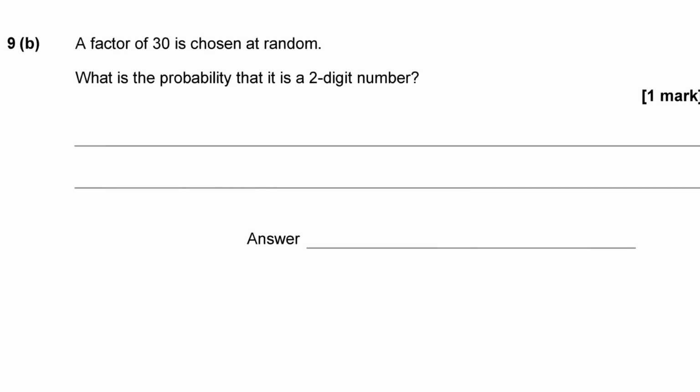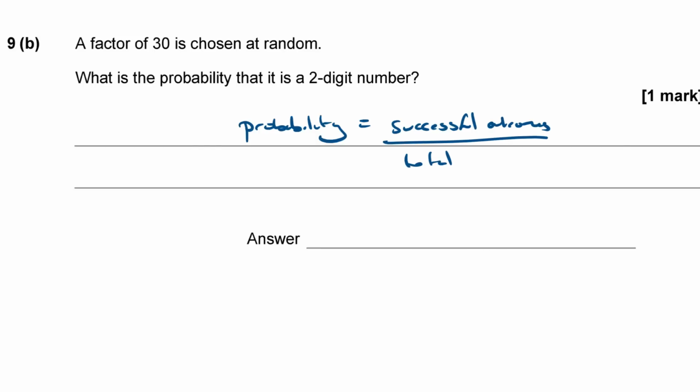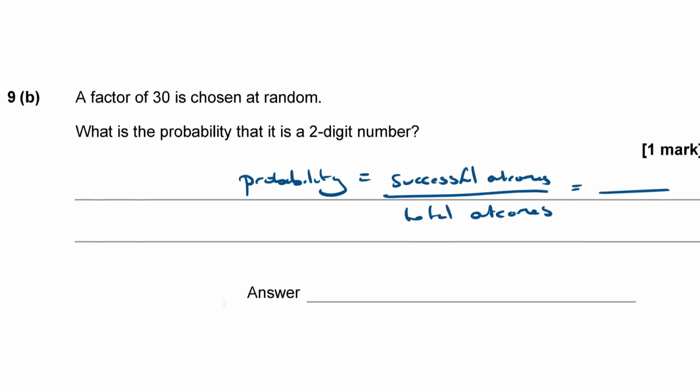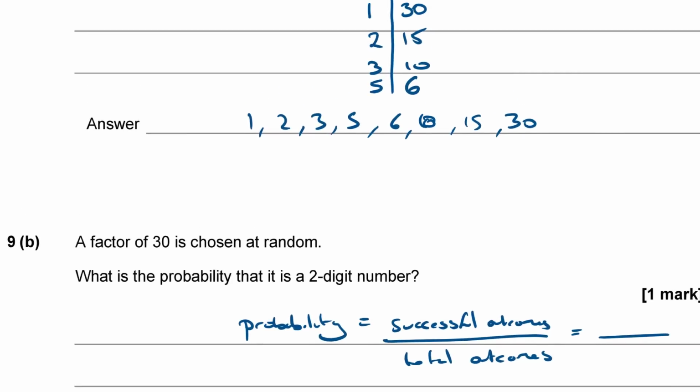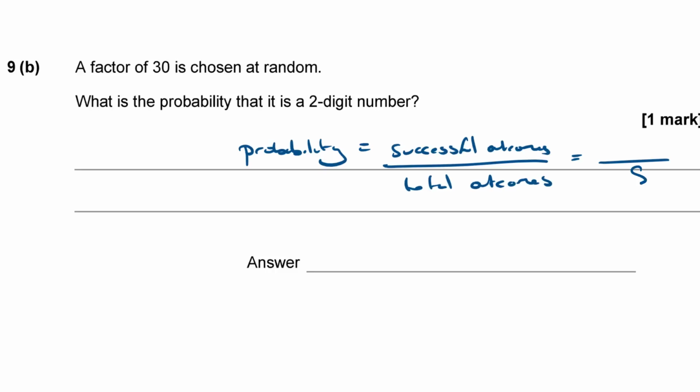Part B says a factor of 30 is chosen at random. What is the probability that it's a 2-digit number? Okay, so probability is defined to be successful outcomes divided by total outcomes. So we just worked out all the factors of 30 and we found that there were 8 altogether. So there are 8 possible factors that you could pick.